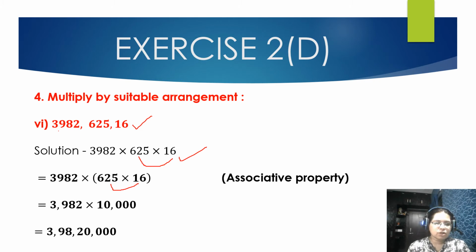Now 625 multiplied by 16 we get 10,000. So 3982 multiplied with 10,000 we get 3 crore 98 lakhs 20,000. So we get 3982 multiplied by 625 multiplied by 16 equal to 3 crore 98 lakhs 20,000.